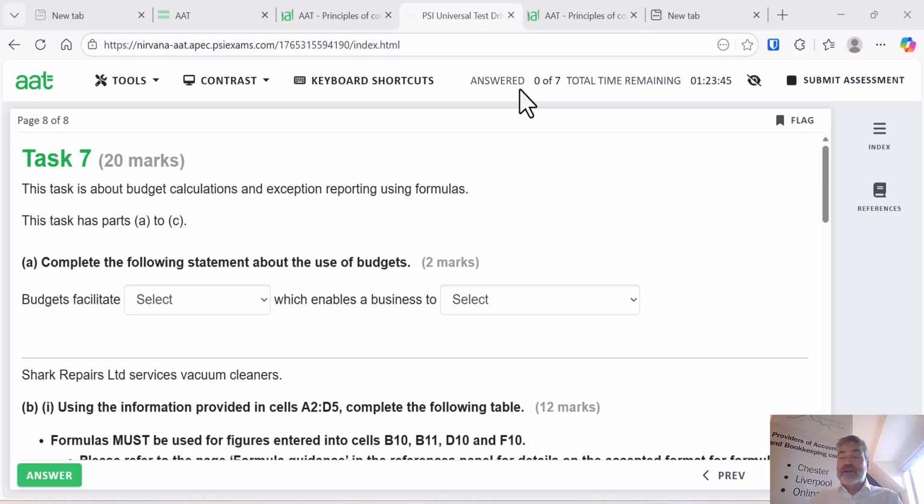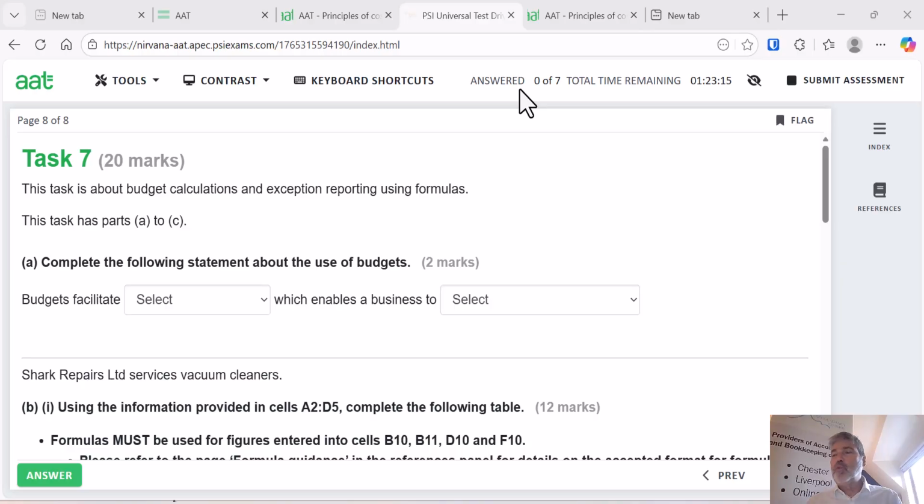www.peakaccountancytraining.co.uk. Well, in this recording, I'm going to walk you through task 7 of the AAT sample or practice assessment 2 for the Principles of Costing exam. Now we can see the task is worth 20 marks in total, and the task is focused on budgeting and variance analysis. So to start with, we have to complete a statement about the use of budget.